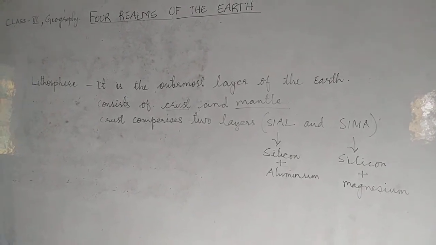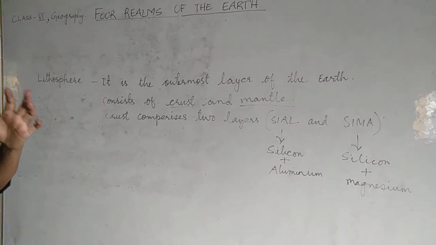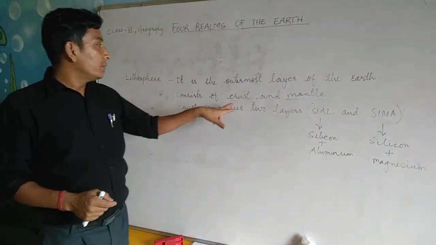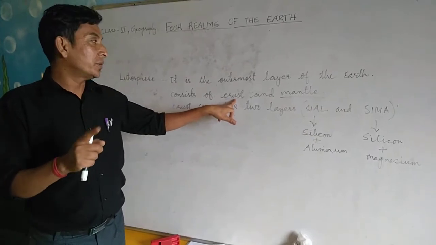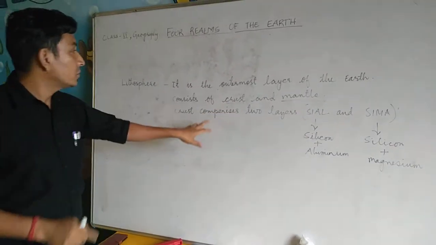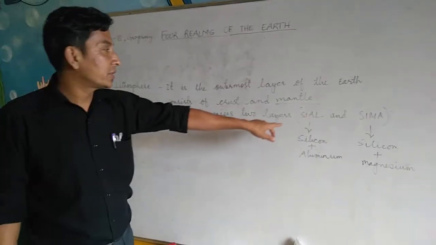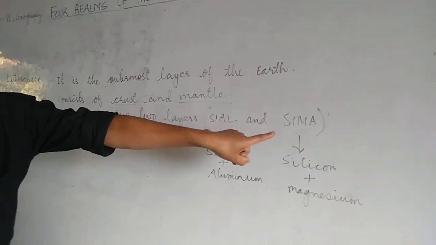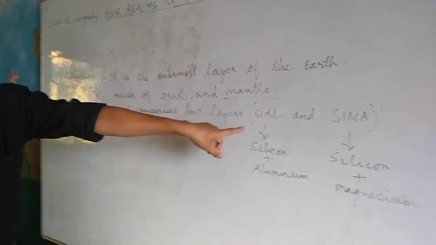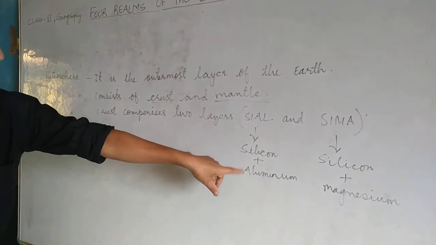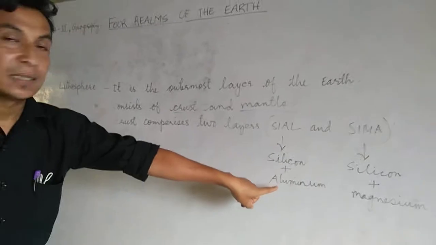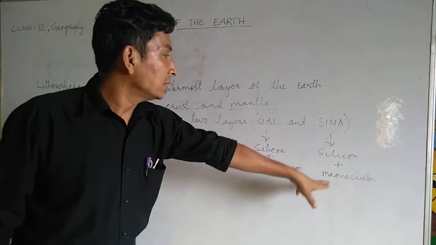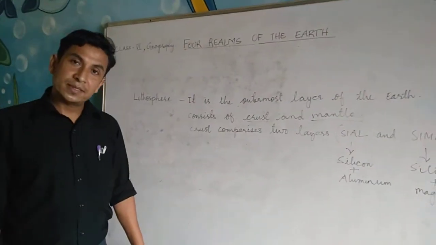Now let us have some discussion about the crust, the outermost layer of the surface of the earth. So crust has two layers, sial and sima. S-I-A-L, sial, S-I-M-A, sima. So sial comprises two elements, silicon and aluminium, and sima comprises silicon and magnesium. Right?